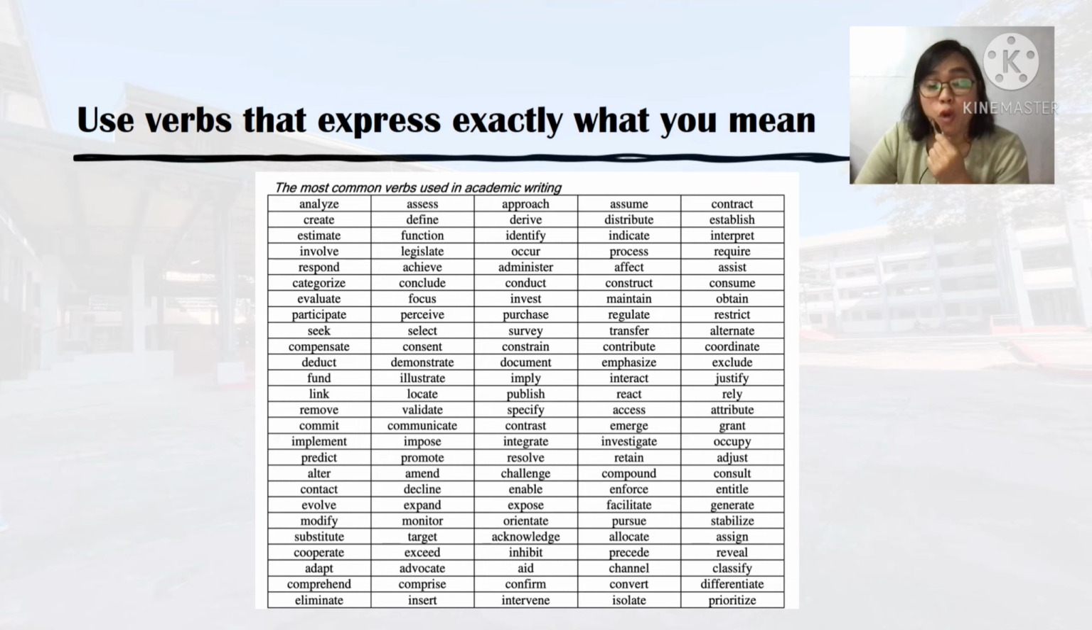For your writing to be precise, you have to use verbs that express exactly what you mean. So here are the list of most common verbs used in academic writing. You may take a screenshot of these words so that you'll be familiarized with them.